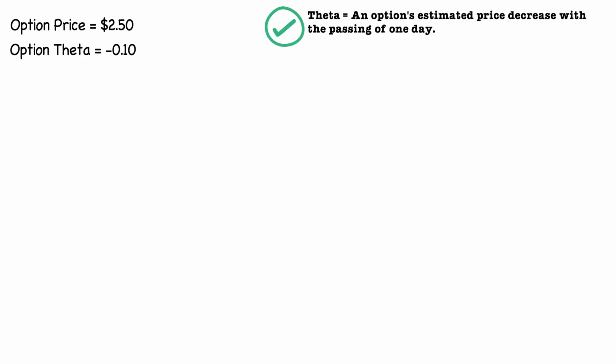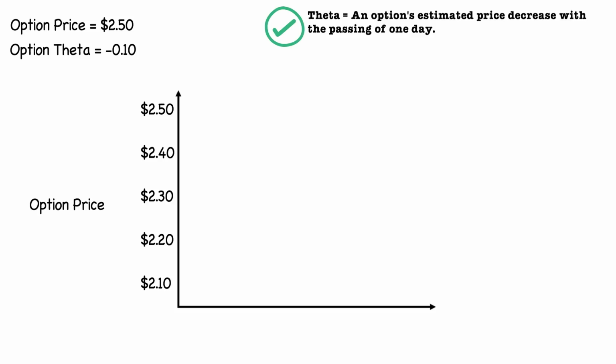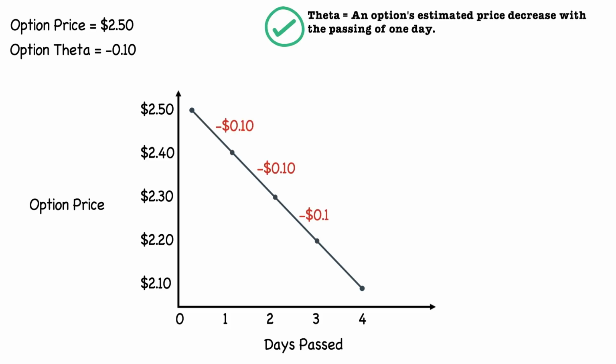So again, theta is an option's estimated price decrease with the passing of one day. Now let's say we have an option that is trading at $2.50 and its theta value is negative 0.10, or negative 10 cents. That essentially means the option price is expected to decrease by 10 cents with each passing day. So on the first day, the option price is $2.50, but with each passing day, the option price is expected to lose 10 cents. So with the passage of one day, the option price is expected to go from $2.50 to $2.40. And for example, if 4 days pass and nothing else has changed, then the option price is expected to decrease by 40 cents.